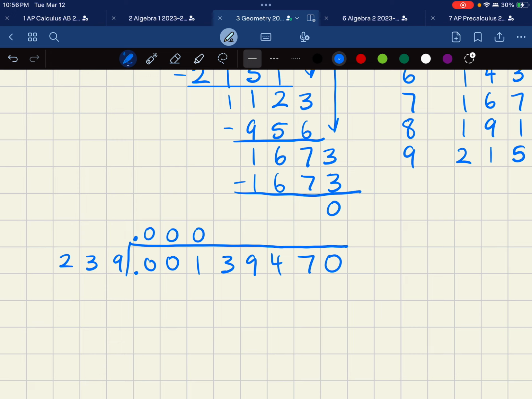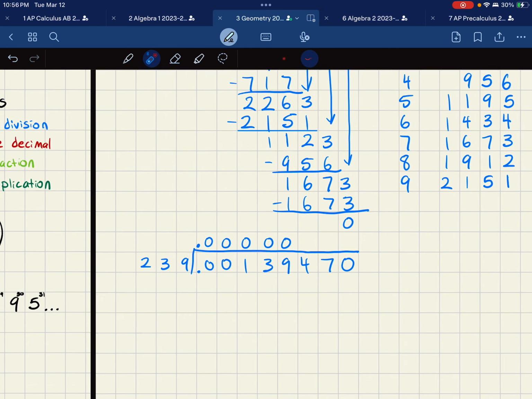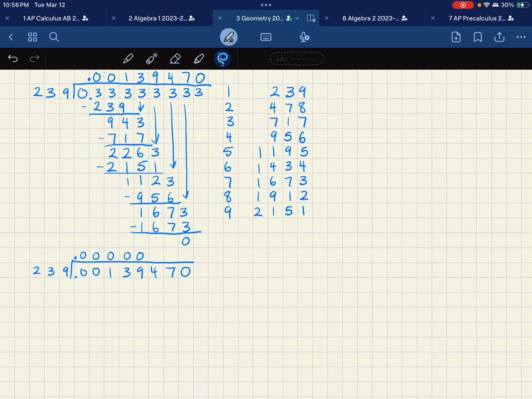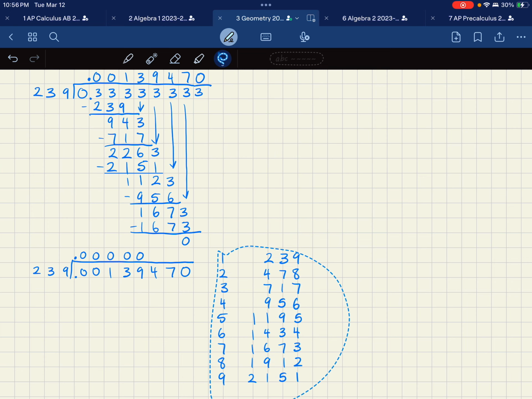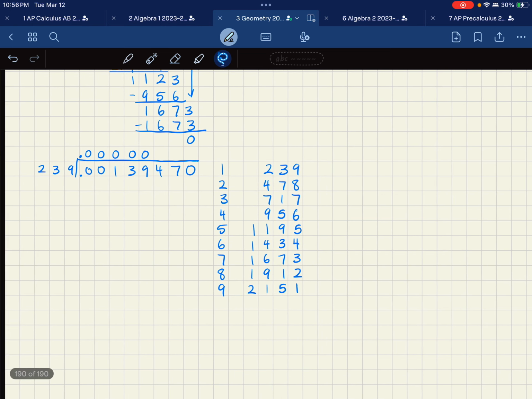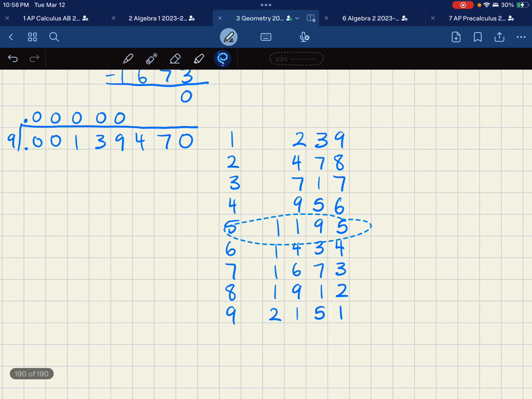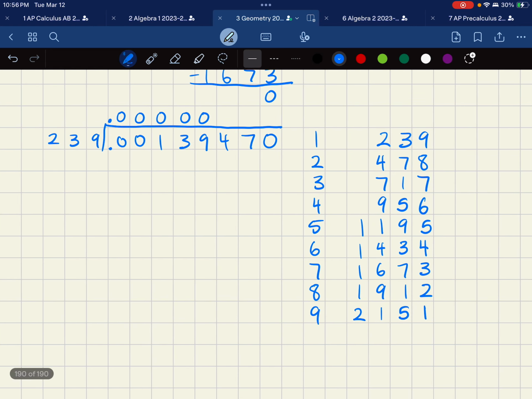No, still can't go into 139. It can go into 1,394. I'm going to go ahead and move this table down so I can see a little bit better. 1,394 would be a 5 there. So let's say 5. And if I do a 5, that's going to be 1195. Subtraction, that's going to be 199, and then bring down a 7, 1997.